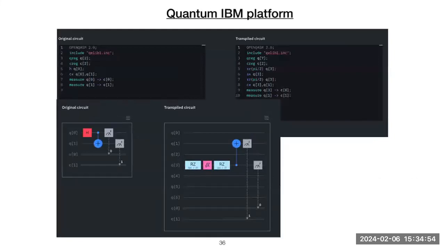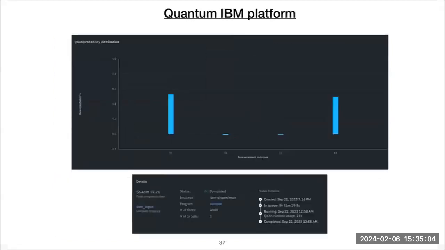You can write down the circuit, for example, in terms of the gates which I mentioned. For example, this is the Hadamard gate, this is the CNOT gate. Then you can measure the qubits. So you can play around with these things. And then the answer is given in terms of the quasi-probability distribution. I was creating a Bell pair in this case, so |00> plus |11> over root 2. And this is what you see.